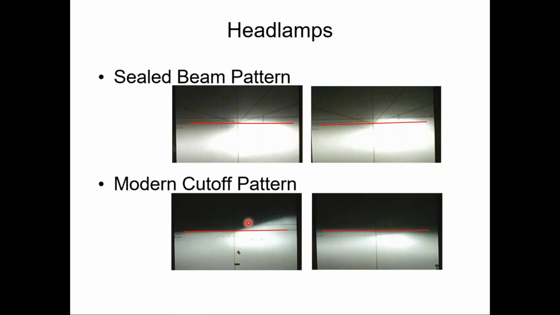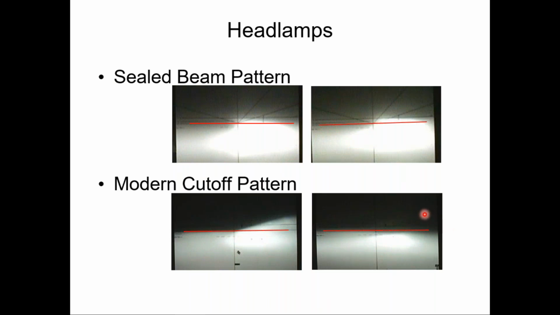But one thing I think you can see pretty clearly is notice above that center line, there's really no light. There's a little light here, I guess, but really no light. Notice it's much blacker than for the sealed beam headlamp. And I guess that's why it's called a cutoff pattern. It literally cuts the light off here at the midpoint or mid-level.